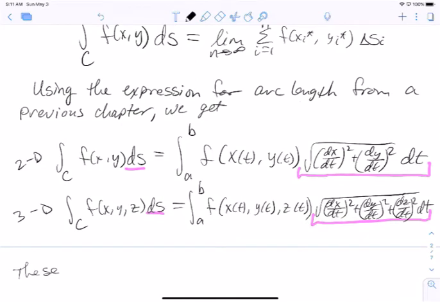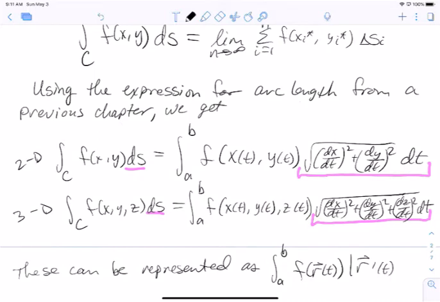These can be represented as the integral from a to b of f(r(t)) times the magnitude of r'(t) dt. Recall that the magnitude of r'(t) was given in a previous section as ds/dt. We called it speed then.